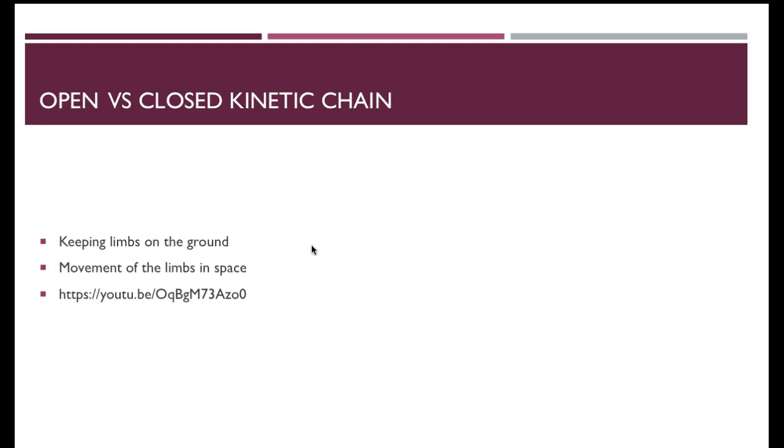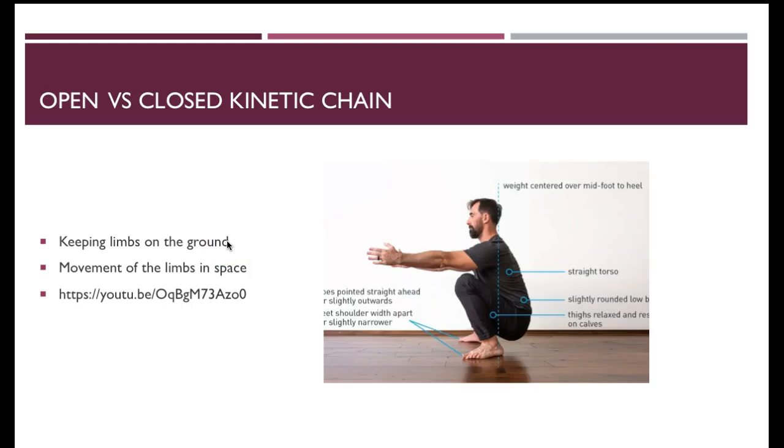Next, we have the open kinetic and closed kinetic chain, which refers to the movement of the body under different circumstances. Open kinetic chain movements or exercises require that movement of the limbs occur in space, whereas the closed kinetic chain exercises require keeping the limbs on the ground. For example, knee flexion can occur with your feet on the ground or with feet off the ground.